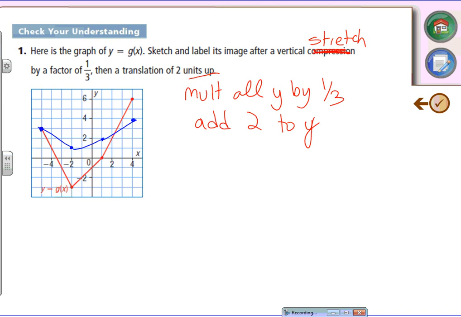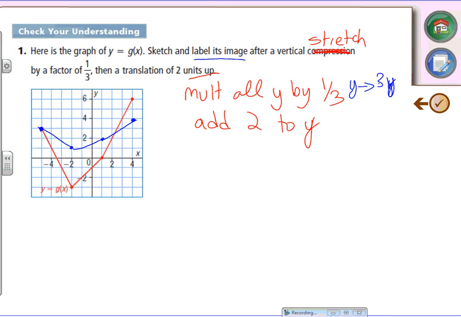So we've got the sketch, but now we want to label its image. Means, what's the equation? We're starting with y equals g of x. So, the vertical stretch by a factor of 1/3 means we are replacing the y with, when we're doing the replacement, we do the opposite. I'm always going to show the replacement method. You can always jump to the answer yourself.